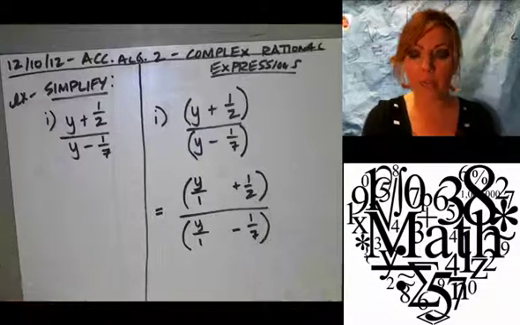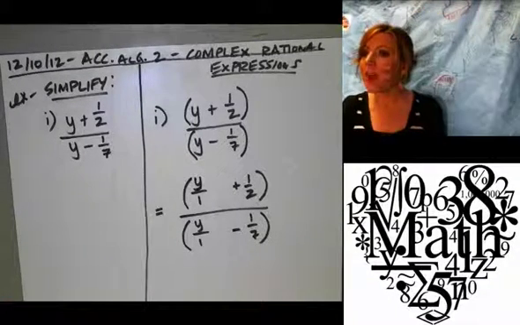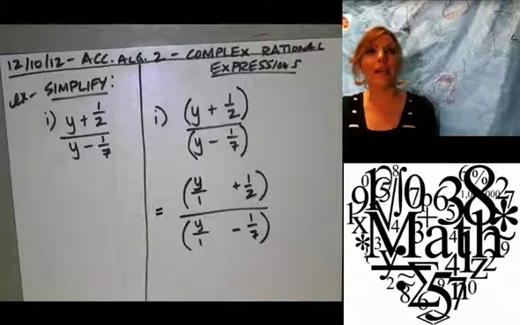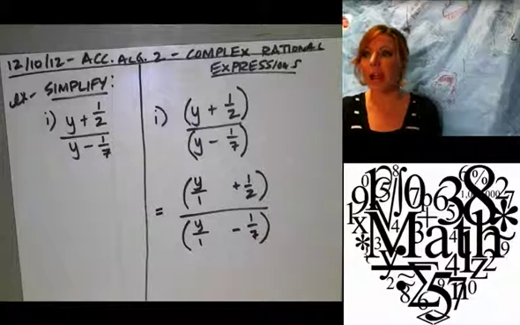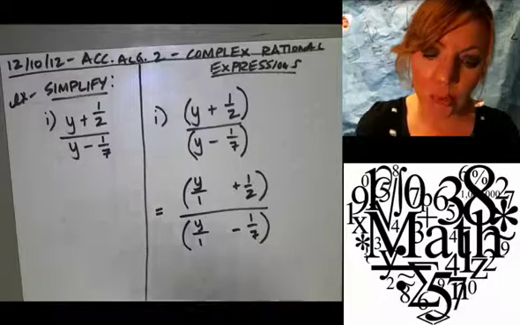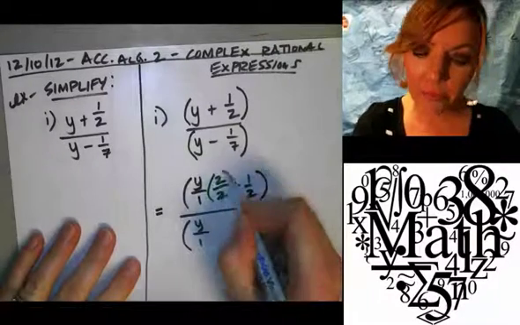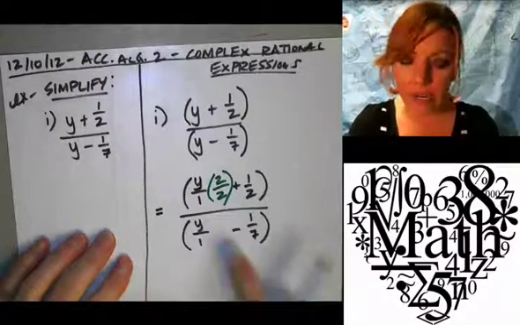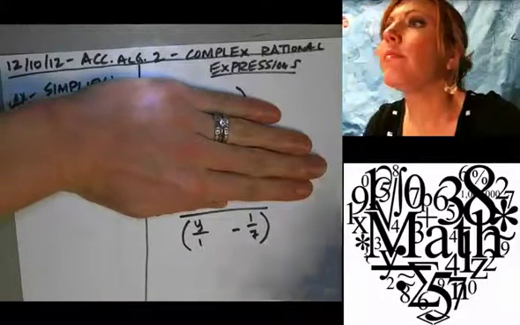All right. So what do I have to multiply y over 1 by to get the same denominator as the other fraction in the numerator? 2. Everybody give it up for Jared. Okay, how about the bottom one? If I want the denominators to have the same 7. Okay, everybody give it up for yourselves.